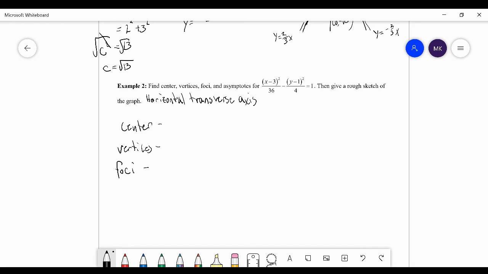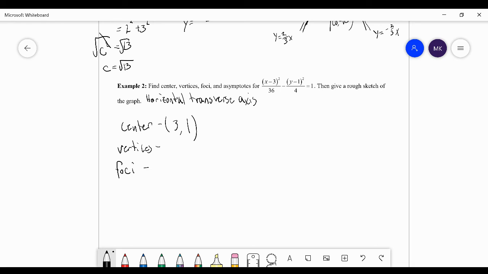So our center, H, K, remember, H is the term that goes with the X, K is the term that goes with the Y. They're defined to be X minus H. So since these are X minus 3, Y minus 1, our H and K are both positive. So H is 3, K is 1. So it's centered at 3, 1.